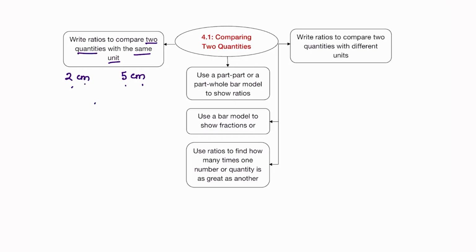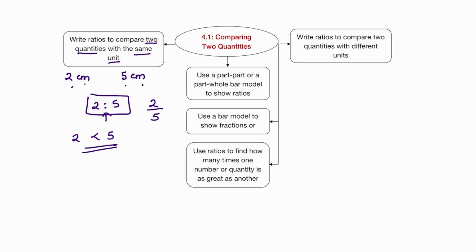We can write this as 2 is to 5. This is read as 2 is to 5. So we can use this to compare. To compare, we say 2 is less than 5. So that's how you do this part. This is how ratios are written. You can also write this as 2 over 5. Let's go to the second part.